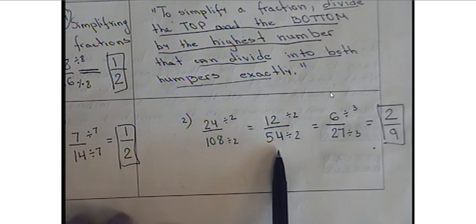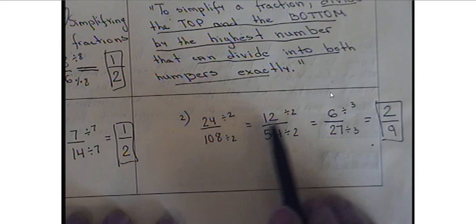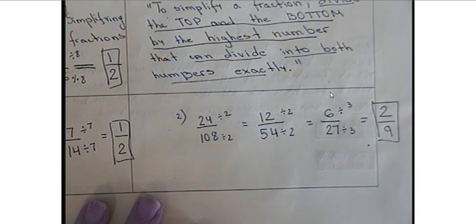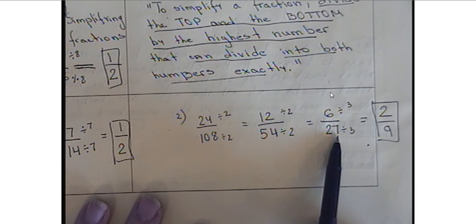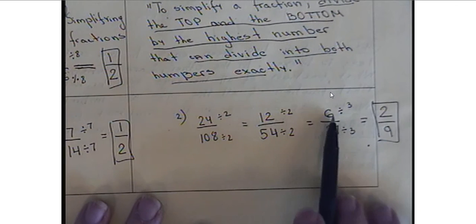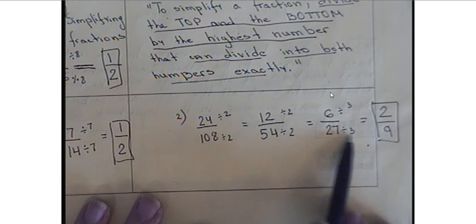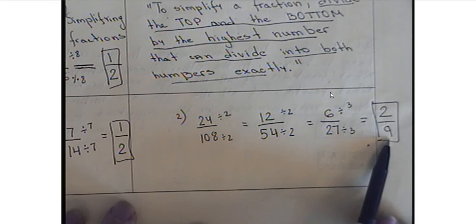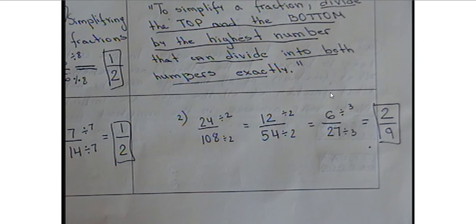But now we have two even numbers again, and we know that those two could be divided by 2, so we can keep going. We've got to keep going. 12 divided by 2 is 6. 54 divided by 2 is 27. Now, one number is even, the other one is odd. The question is, can we find another number that both of those are divisible by? After 2, the next number that we need to check is 3. So 6 divided by 3 is 2, 27 divided by 3 is 9, and 2/9 will be the simplest final solution for this.